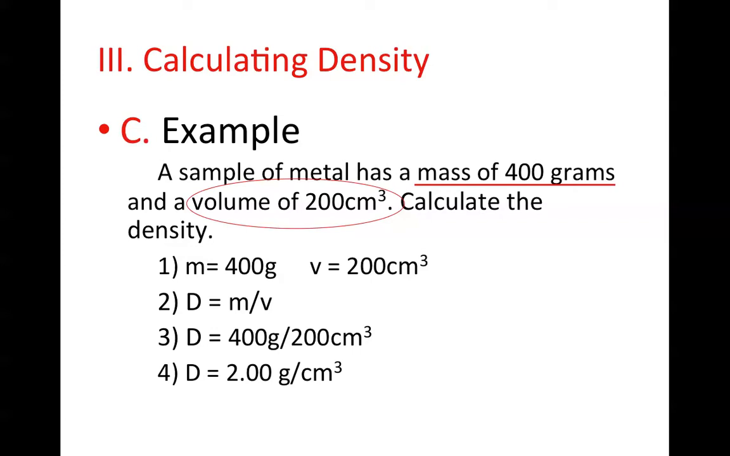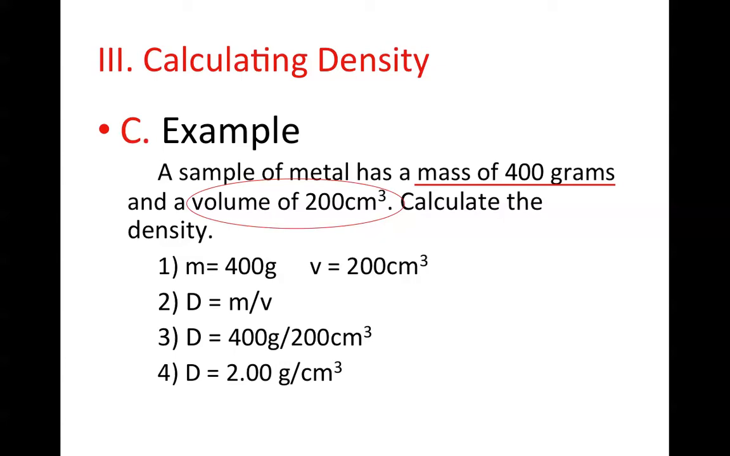Now, if you want to know if this floats or sinks in water, you just compare it to the density of water. The density of water is 1 gram over cubic centimeter, and this metal has a density of 2 grams over cubic centimeter. So because this is more than 1, it's going to sink in water. Now, if you had an object with a density less than 1, it would float in water.